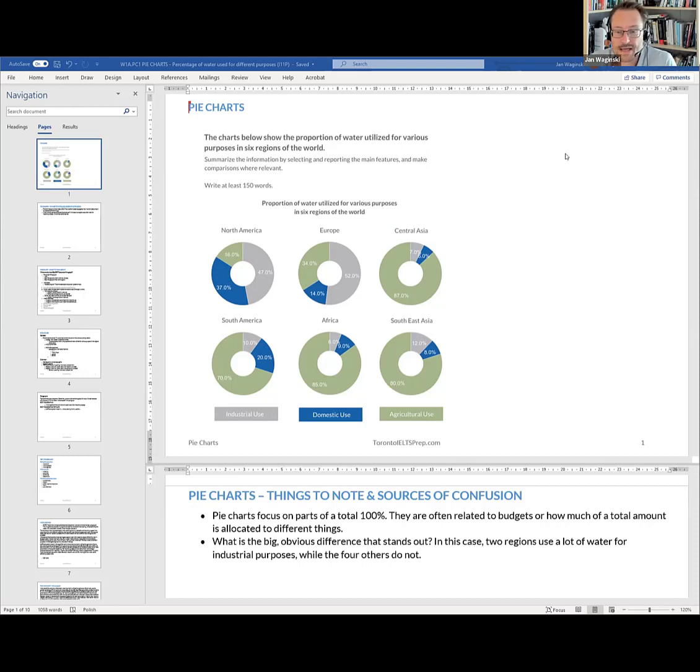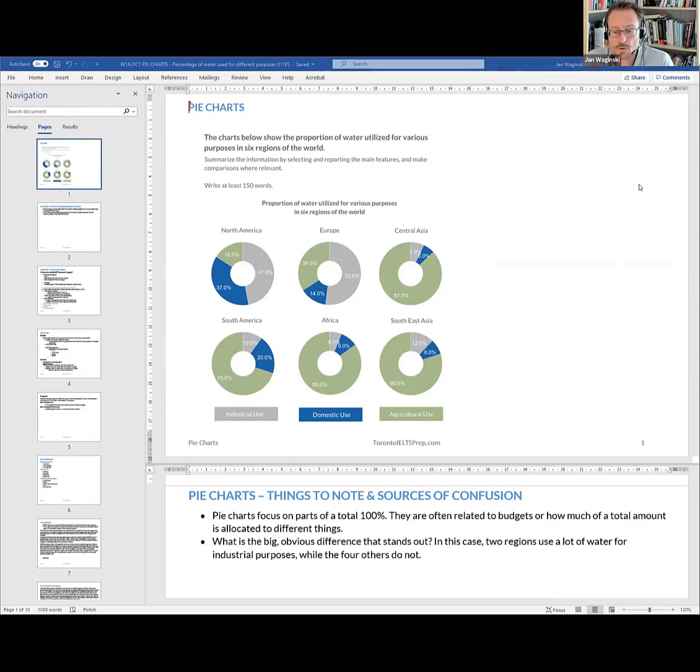Okay then, so today we're going to talk about pie charts. And I'll just give you a minute to have a look at this model. The charts below show the proportion of water utilized for various purposes in 6 regions of the world. Again, it says proportion of water utilized for various purposes in 6 regions of the world. We've got North America, Europe, Central Asia, South America, Africa, and Southeast Asia.